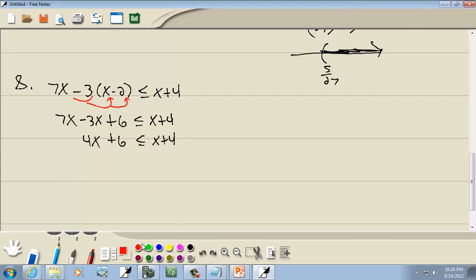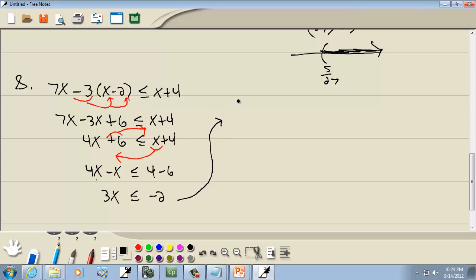Second step, get rid of fractions. Don't have any. Third step, get everything with an x on one side, numbers on the other. So I take the x over the left side and take the 6 over to the right side. Anytime you take anything across your equals, the sign changes. The x becomes negative. The 6 becomes negative. Combine together like terms. 4x minus x is 3x. 4 minus 6 is negative 2. Let me just double check that. Okay, last step, divide both sides by the number in front of our x, which is 3.